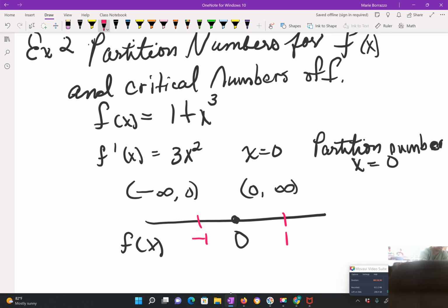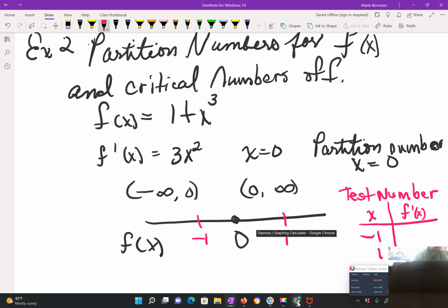In your notes, I'd like to see you make a test number table, with x and the value of f prime x. We're going to look at these two and pop in -1 and 1 to find the value for f prime x. So I'm going to go to Desmos.